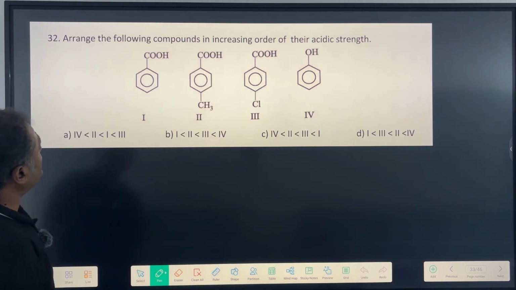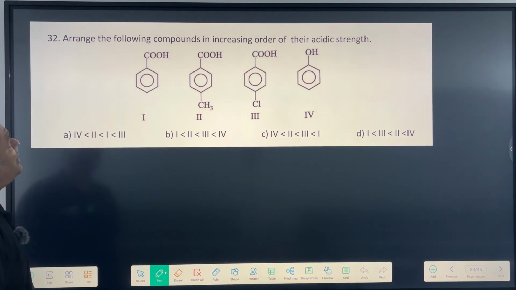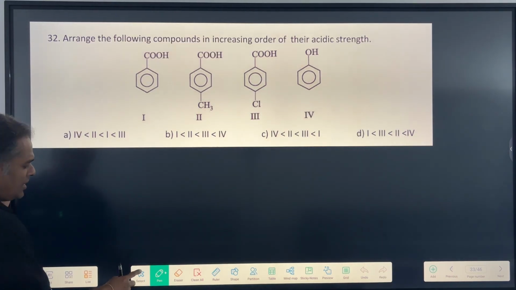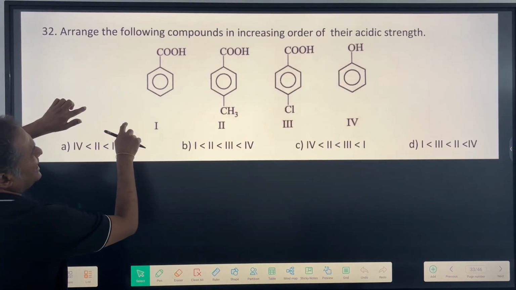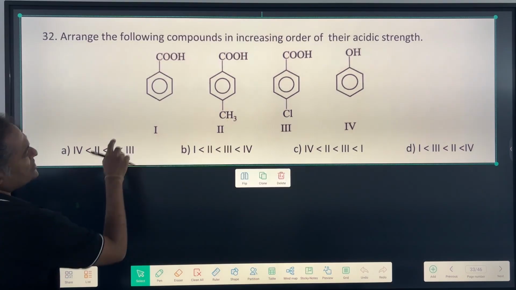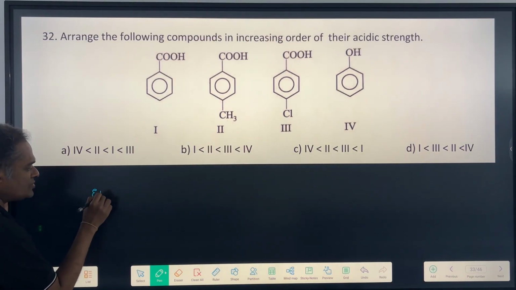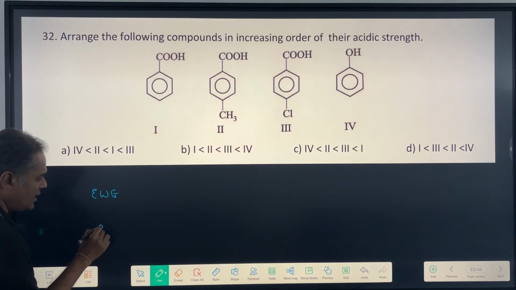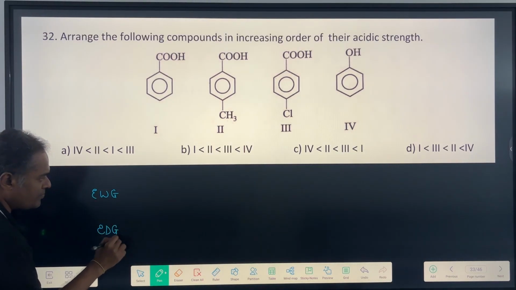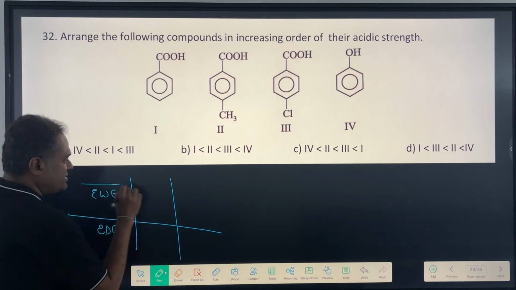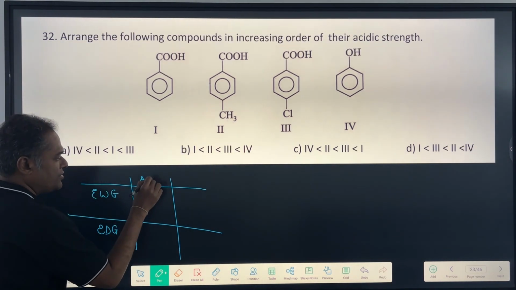Now over here, child, the question given to you is: arrange the following compounds in increasing order of the acidic strength. If you remember, I have told you already about the acidic strength. And what is that acidic strength? See over here, there are 2 types of groups, electron withdrawing group and electron donating group. I have written over here acidic strength.